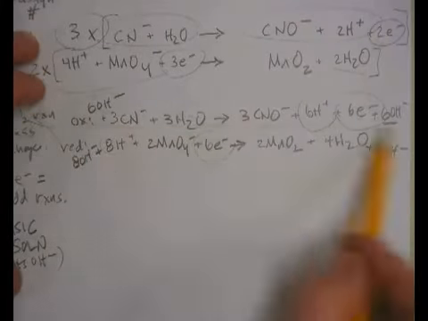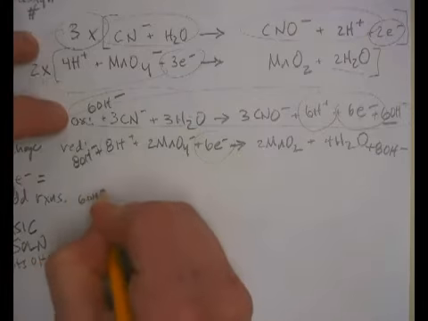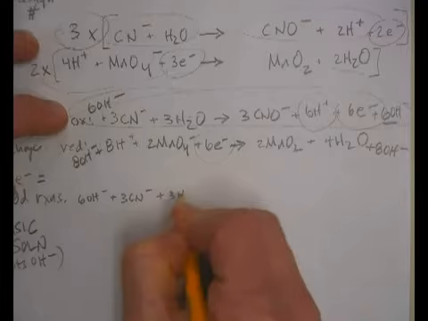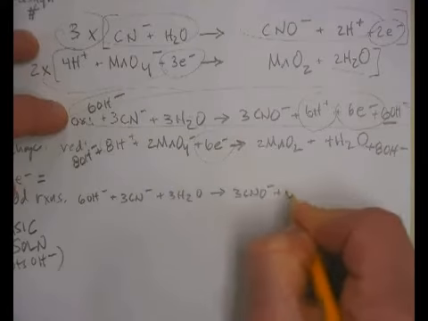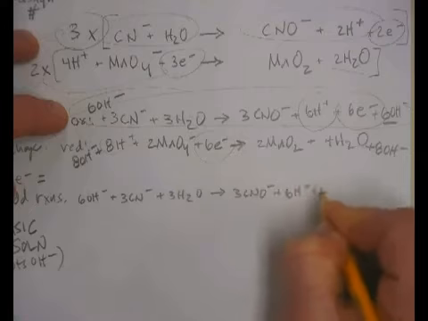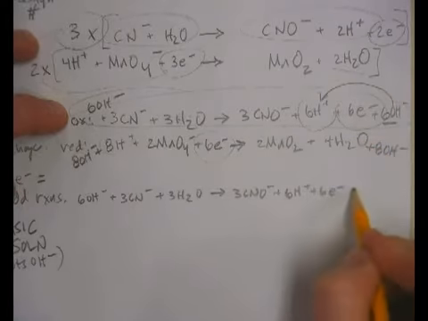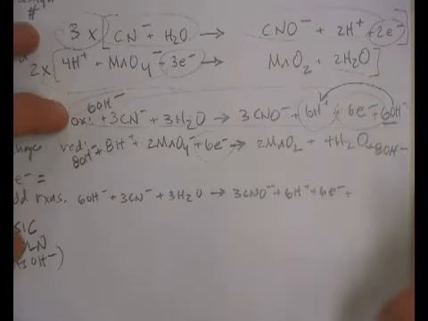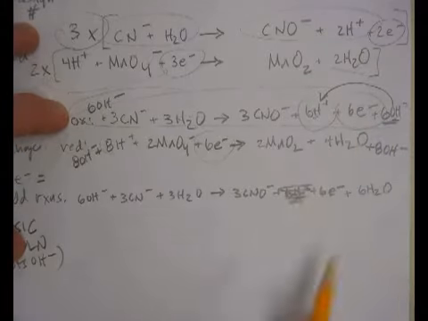And so this top reaction then becomes 6 OH minus plus 3 CN minus plus 3 H2O, arrow 3 CNO minus plus 6 H plus 6 electrons. And now this 6 OH minus and this 6 H plus, they become water, right? Because OH minus and H plus make water. So I'm going to write it as 6 H2Os, and I'm going to get rid of this H plus that's right here.